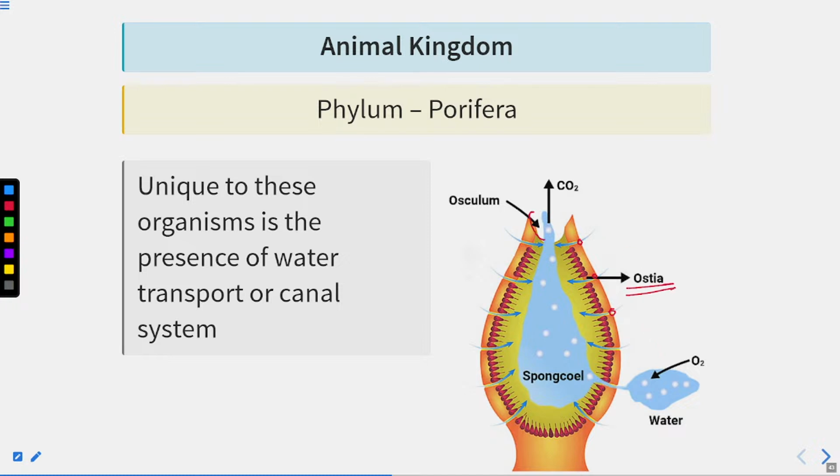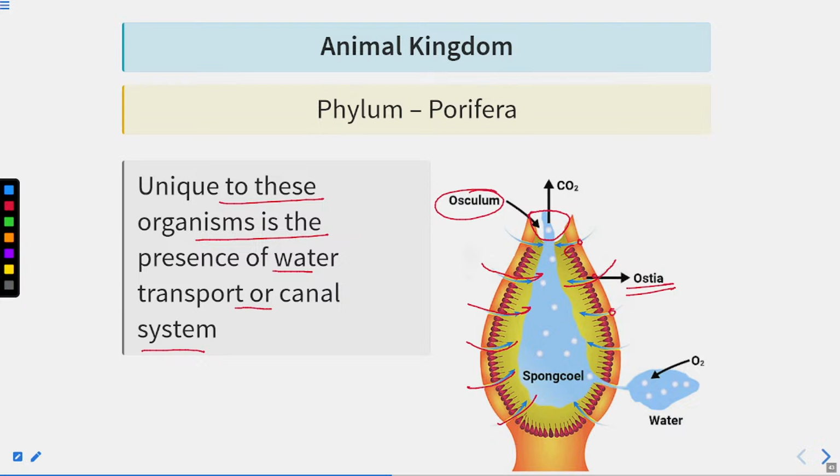And there is one opening here, that is called as osculum. So unique to this organism is the presence of water transport or canal system. So here you can see from the ostia, water comes inside like this, right? And along with this water, oxygen is there and food particles are also there.